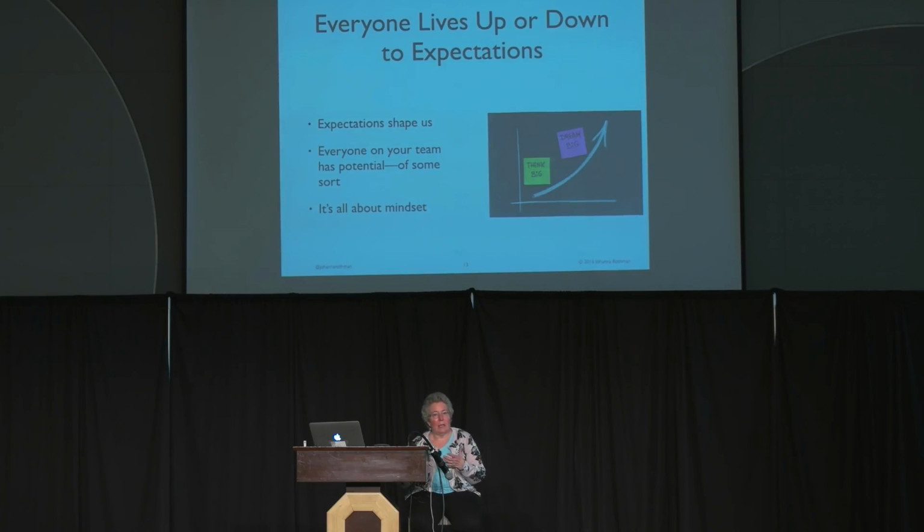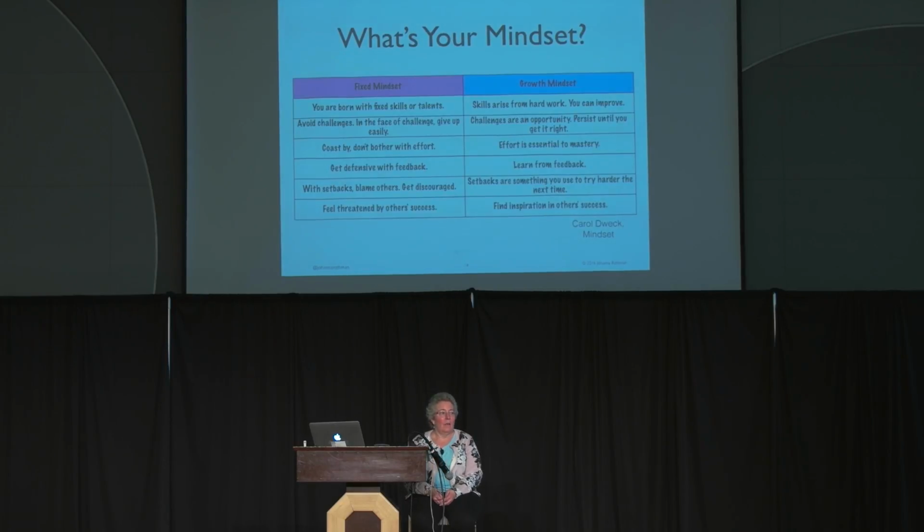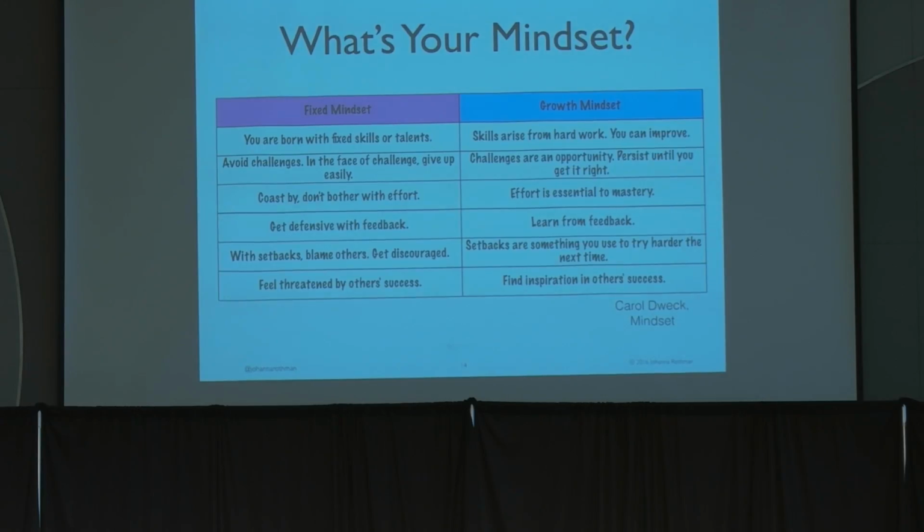So this mindset, the idea of possibility, the idea that you could learn, is part of Carol Dweck's fixed and growth mindset. If you have not read the Mindset book by Carol Dweck, I highly recommend it. I have a list of all the books at the end of this presentation, so it's okay. You don't have to write it down right now. But the fixed mindset says you're born with fixed skills or talents. And the growth mindset says that skills arise from hard work.